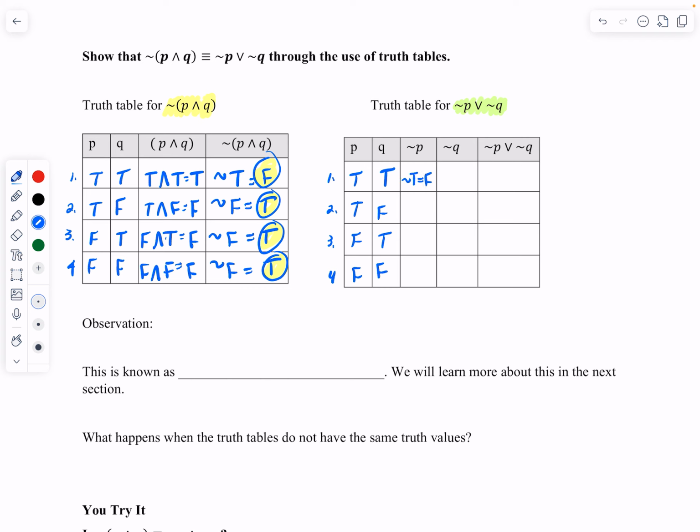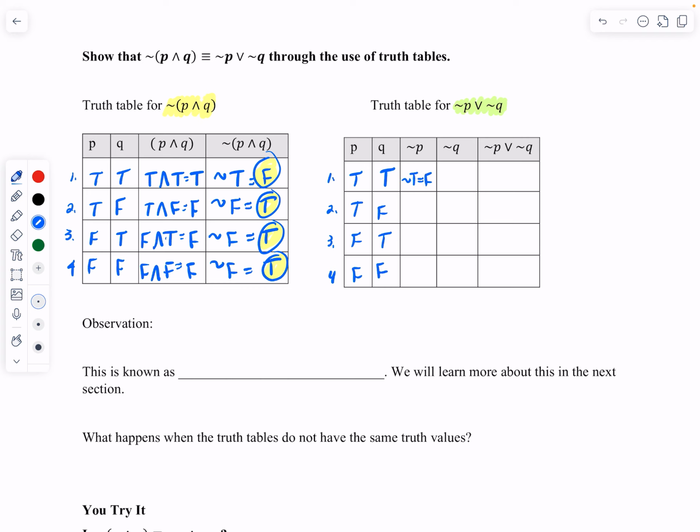And it's an or. The only time or is false is when both are false, and we see that in line number 1. So false or false is false. In line 2, it's true because false or true is true. In line 3, true or false is true. And line 4, true or true is true. So the truth table values for this one are going to be false, true, true, true.